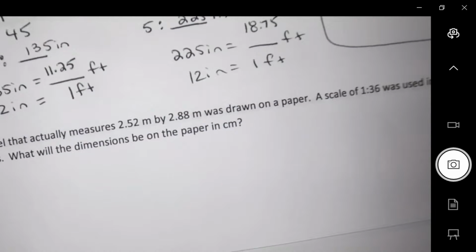Okay, a dog kennel that measures 2.53 by 2.88. It was drawn on a scale, on a paper. The scale was 1 to 36. What dimensions will be on the paper in centimeters? Are you going to be okay if I change everything to centimeters right away? Is that okay?